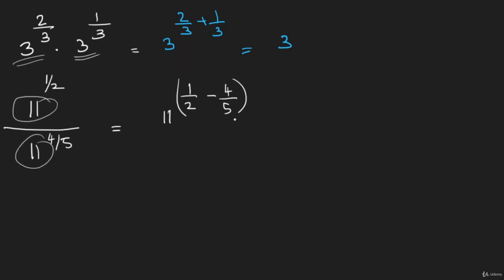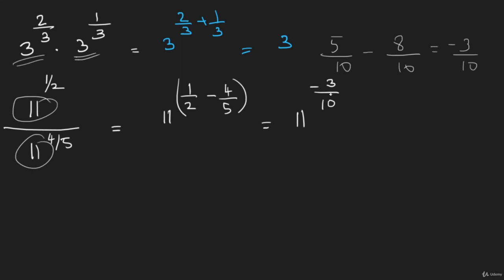Now 1 by 2 minus 4 by 5, you can simplify it by changing 1 by 2 to 5 by 10, and 4 by 5 can be changed to 8 by 10. So this simplifies to 11 to the power minus 3 by 10. 5 by 10 minus 8 by 10 is equal to minus 3 by 10, right?